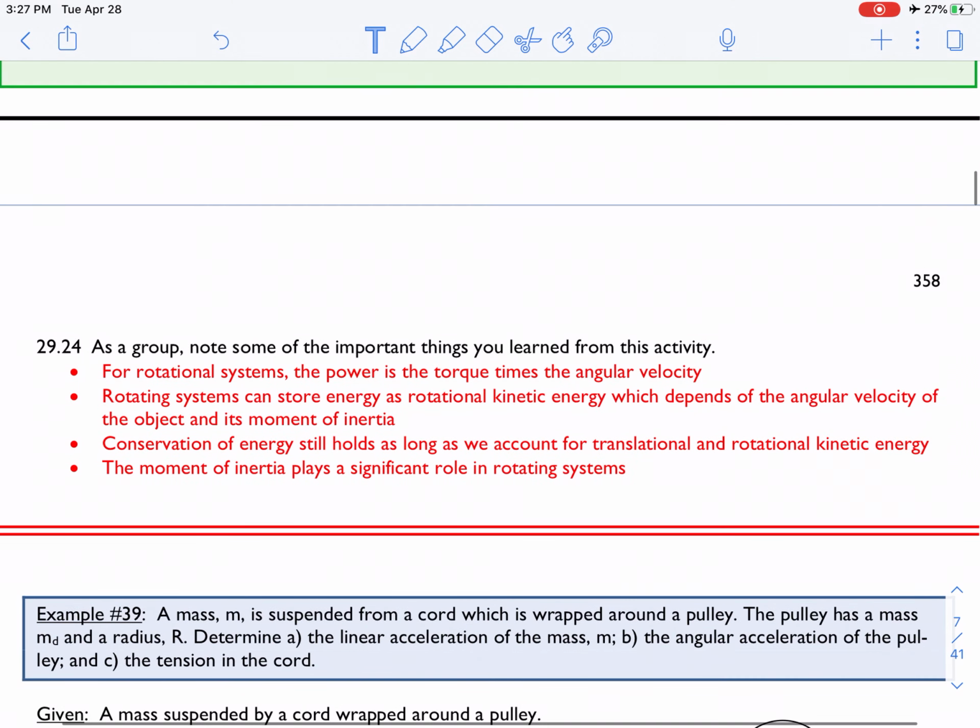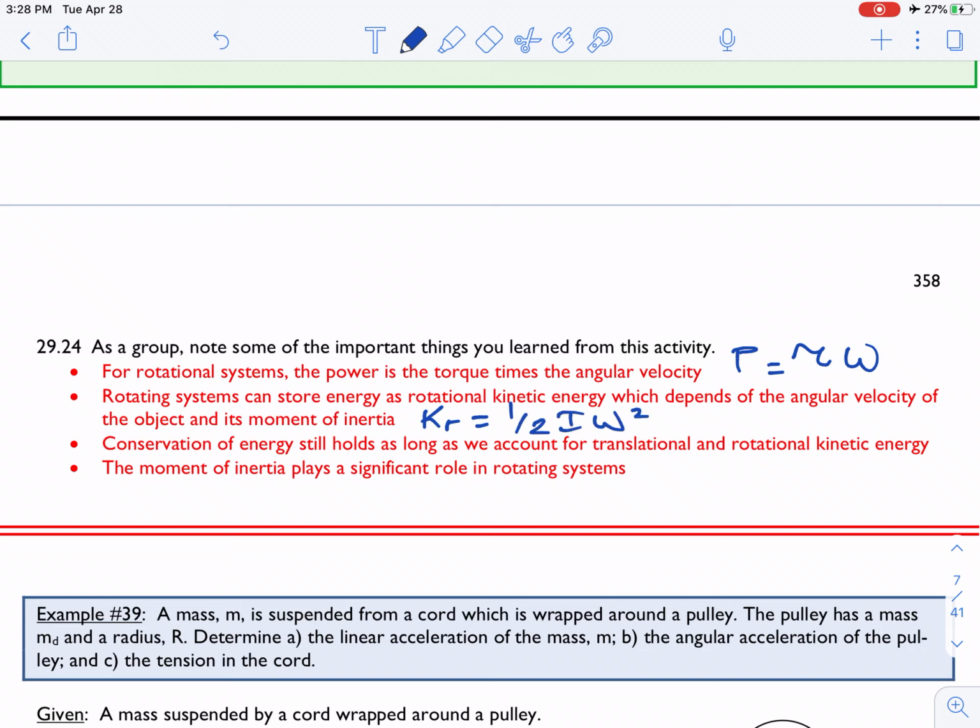Okay, so this is a summary of this part. For rotational systems, the power is the torque times angular velocity. Okay, so we learned about that. P is equal to torque times angular velocity, instead of F times v for linear systems. And rotating systems can store energy as rotational kinetic energy, which depends on the angular velocity of the object and its moment of inertia. We showed this with a subscript R, and this is 1/2 I omega squared, right? I is the moment of inertia, and omega is the angular velocity.